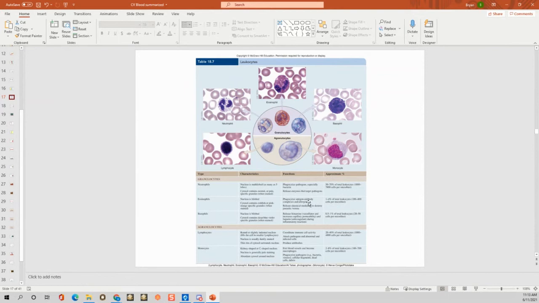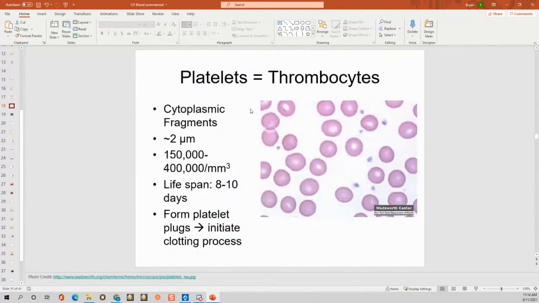Eosinophils: parasitic or allergic reactions. Basophils: inflammation. Lymphocytes: viral pathogens. Monocytes: they're going to go around and eat things tagged by lymphocytes. Lymphocytes use antibodies to tag bad things, then the monocytes recognize those and eat them.